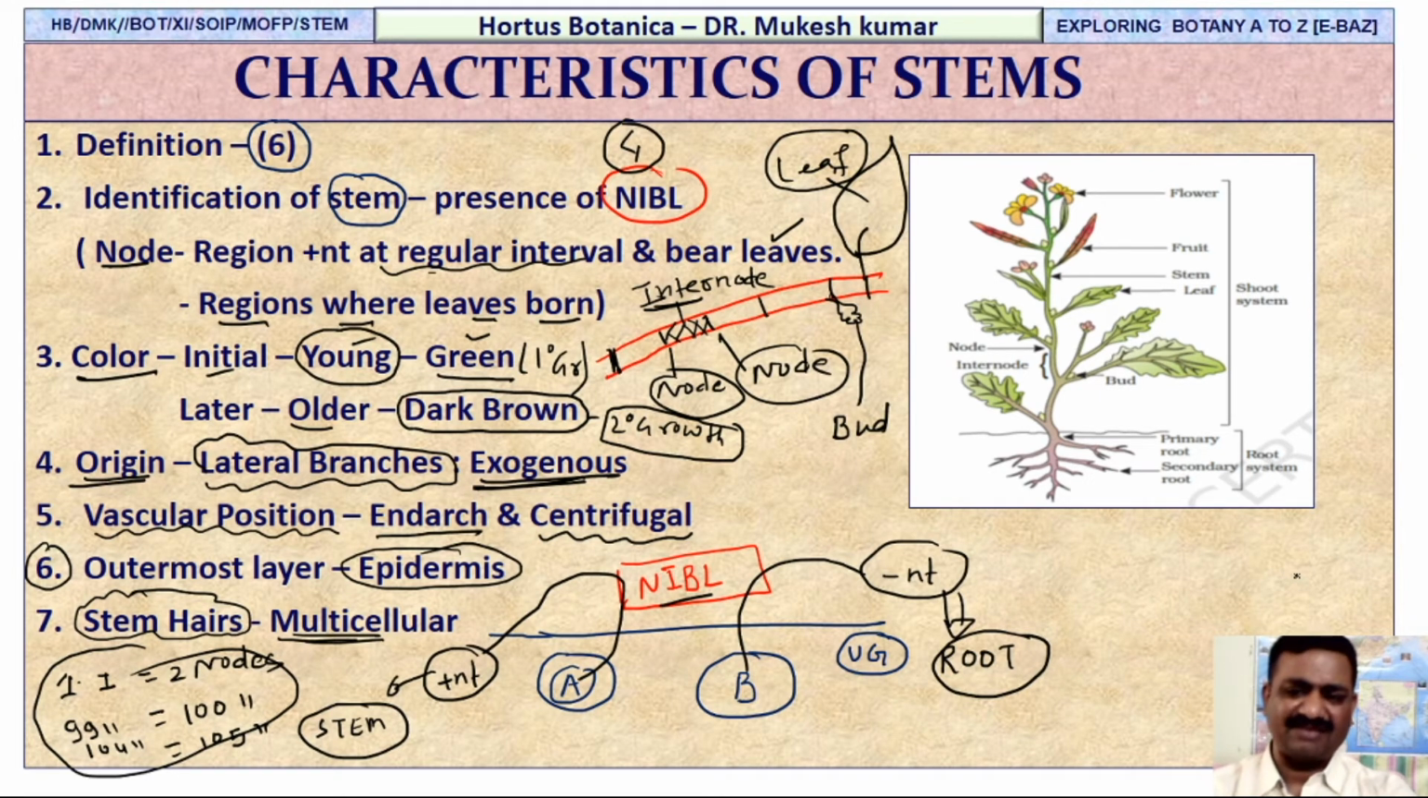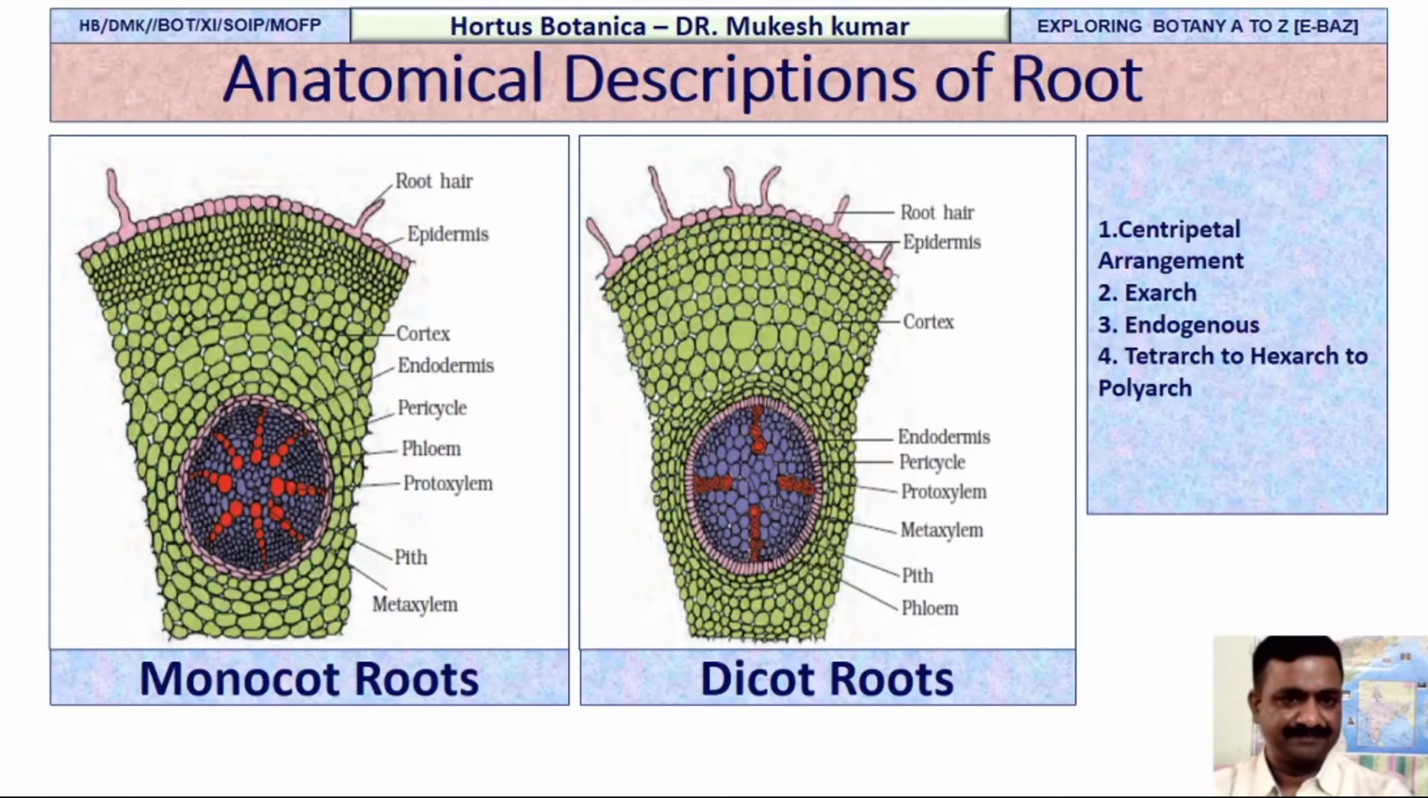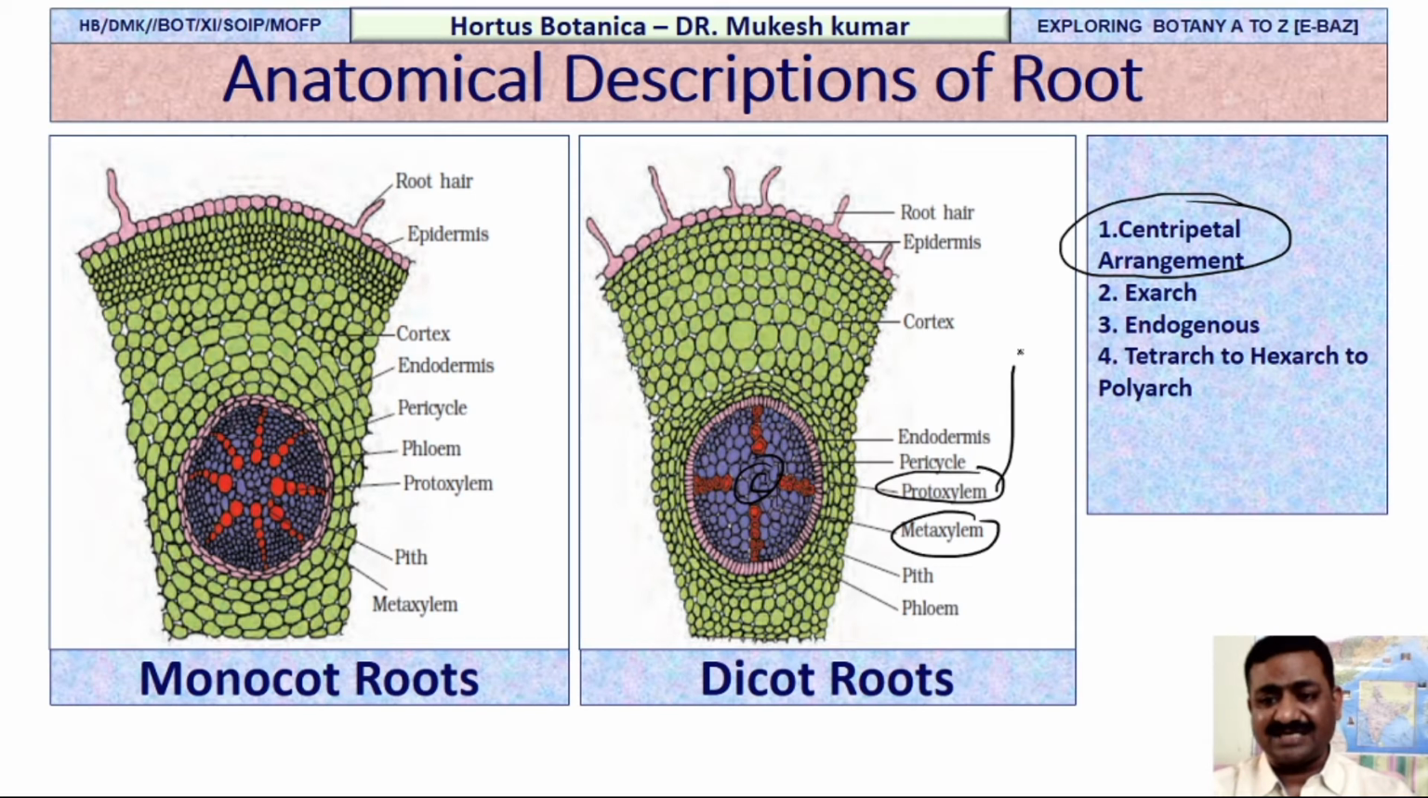Yes, we have a total of 7 characters and also 6 characters from our definition of the stem, isn't it? See. Next. Yes, it was the root, so that you can easily recognize. You are finding here metaxylem present towards the center. But in a stem it was outside, so it was centrifugal. Here it is centripetal. Protoxylem is present outside, that's why it is exarch. Arising from pericycle, that's why it was endogenous. So this is a comparative anatomical description between root and stem, right?